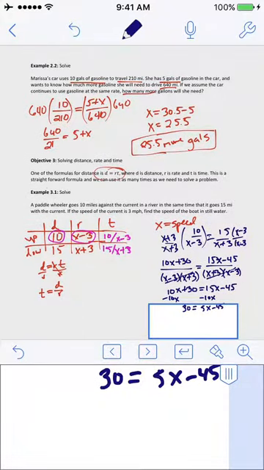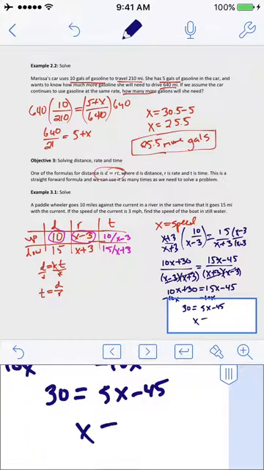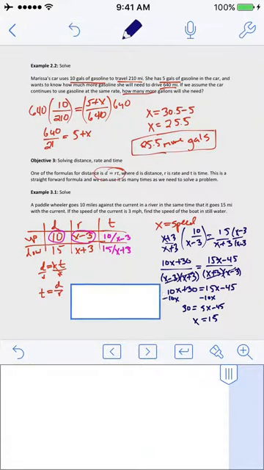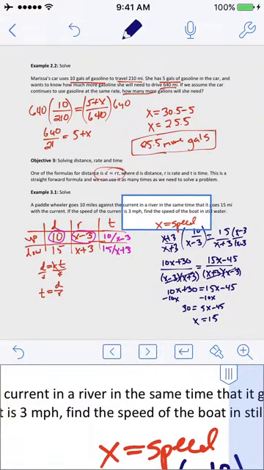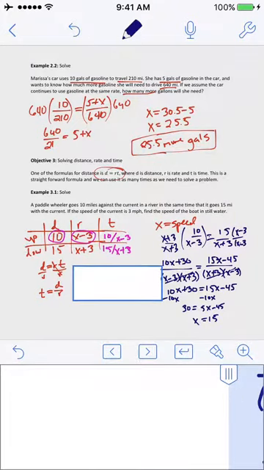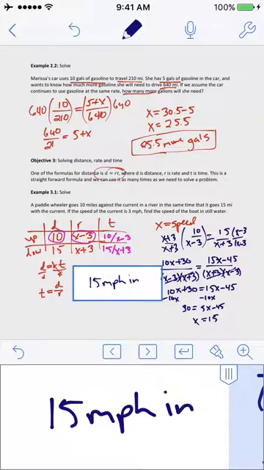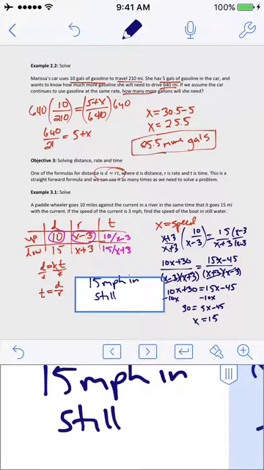Add 45 to 30, that is 75, divided by 5 is 15. So x equals 15, and I have solved. Translate back, that means x was the speed of the boat in still water. It's 15 miles per hour in still water.